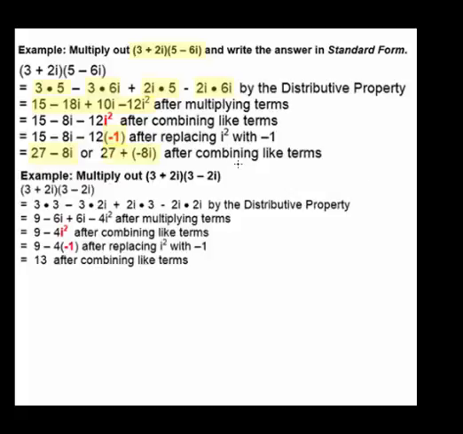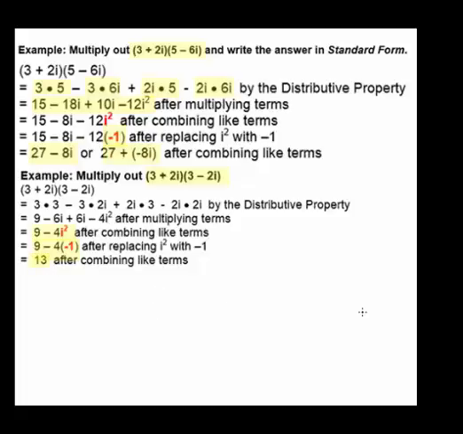In the next example, we're going to multiply out 3 plus 2i times 3 minus 2i. Here we distribute out the products, or FOIL them out, and after we do so, the 6i terms cancel and we end up with 9 minus 4i squared. But the i squared turns into -1, so we end up with 9 minus 4 times -1, and that turns into just 13. You notice the i terms have disappeared.